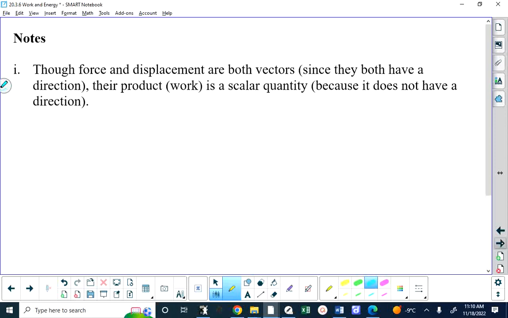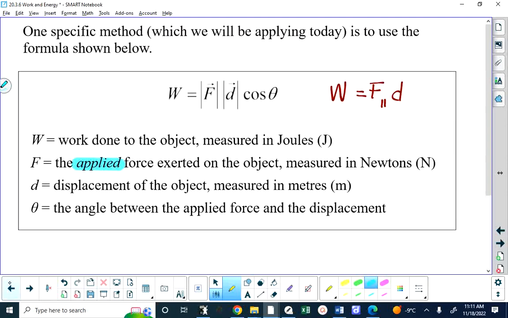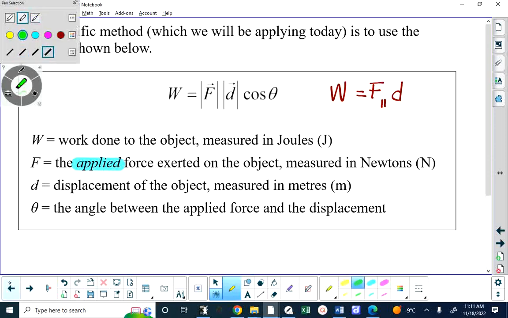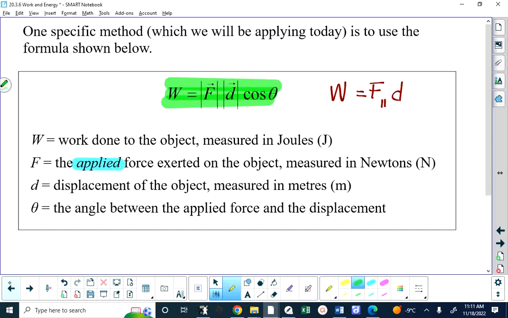So some notes. Even though force and displacement are both vectors, the product of them is not a vector, it's a scalar. And that's reflected, by the way, when you look at the formula on your formula sheet, that's reflected by the absolute value signs. That's a clue that even though those are vectors, when we multiply them together to get the work, we're not including the directions.